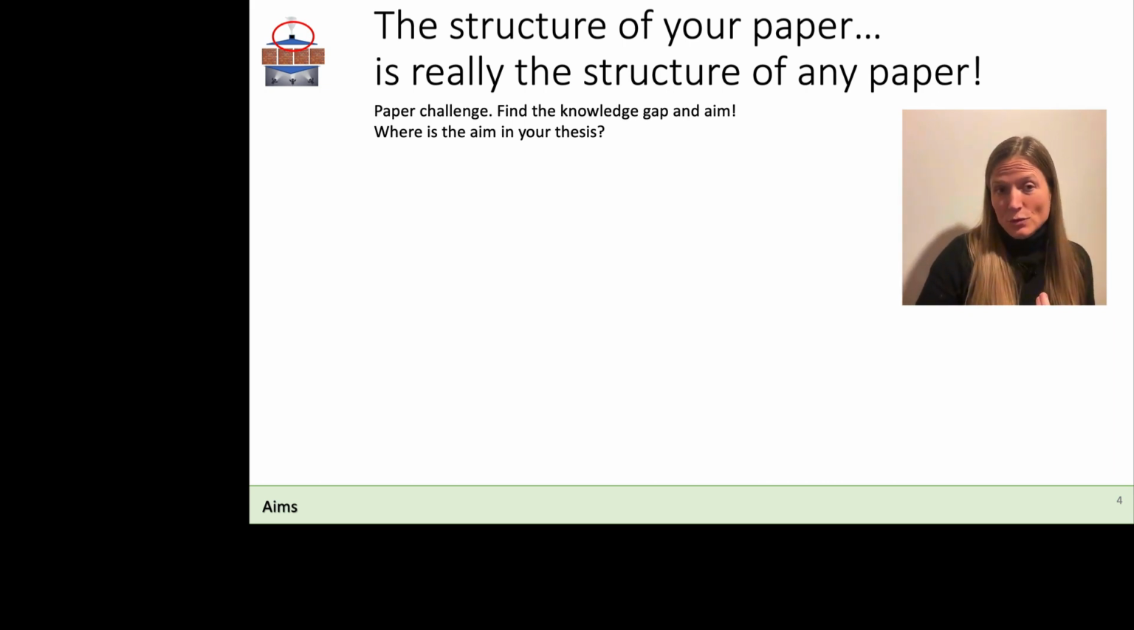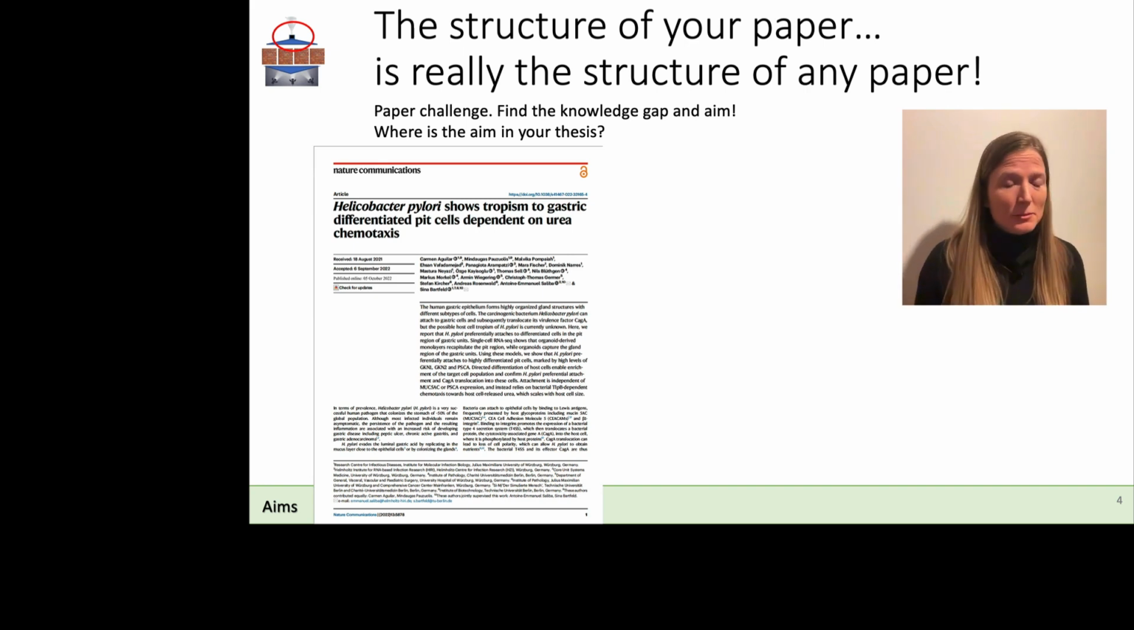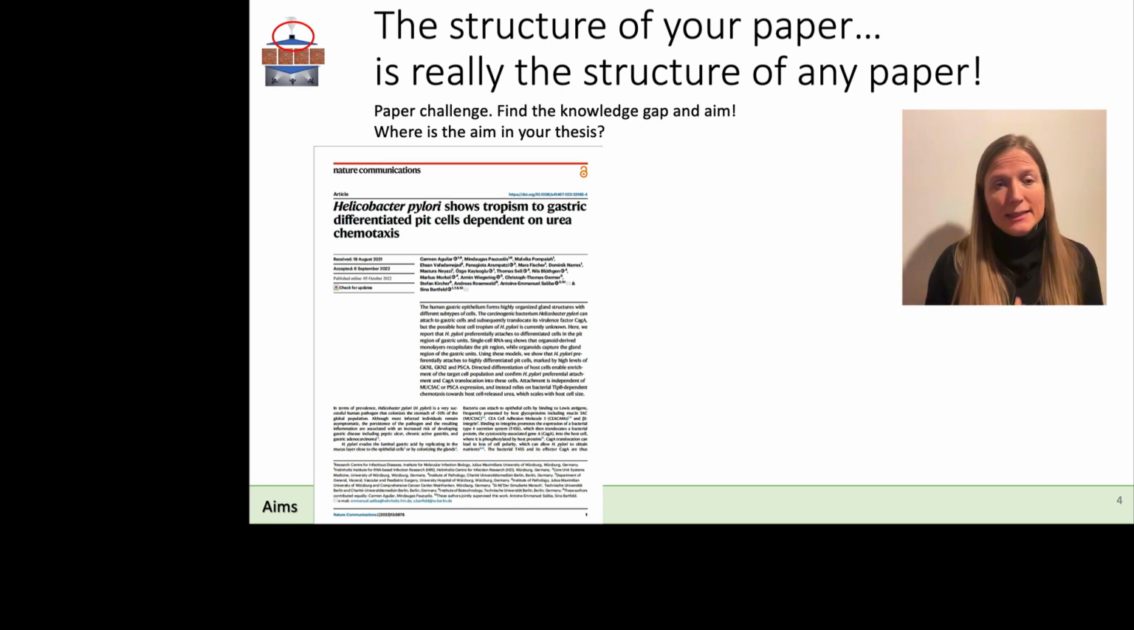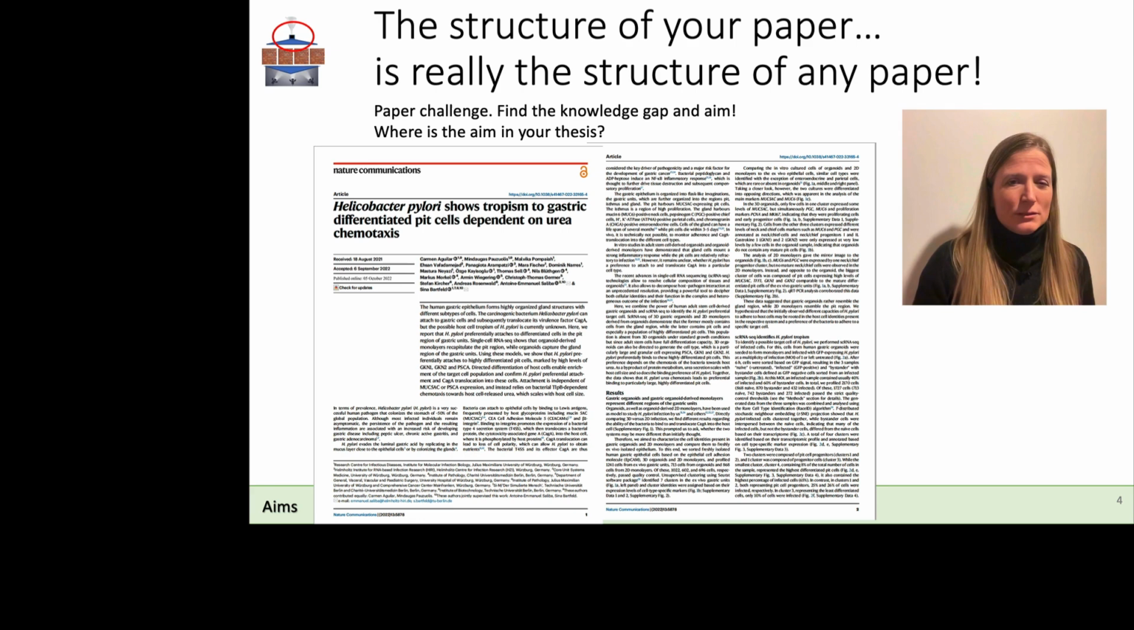Just to show you what I mean, we will take an example paper that happens to be the last paper from my lab. It's Nature Communications, published in 2022, and the title is Helicobacter pylori shows tropism to gastric differentiated pit cells dependent on urea chemotaxis. So let's go into this.